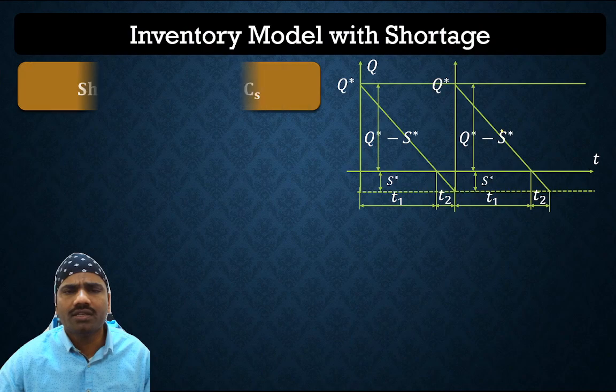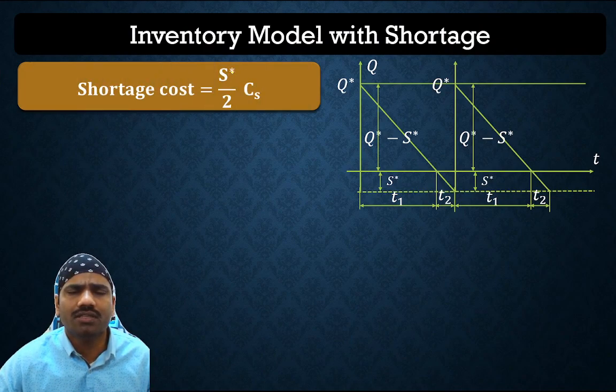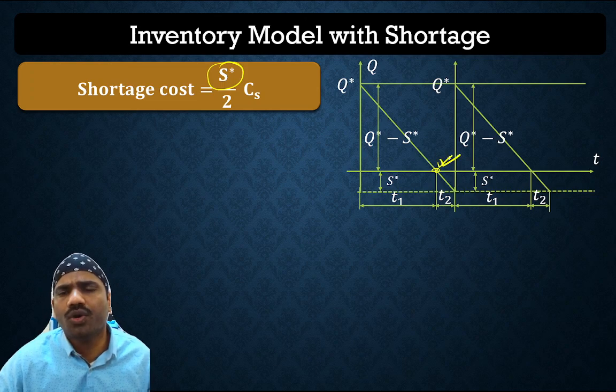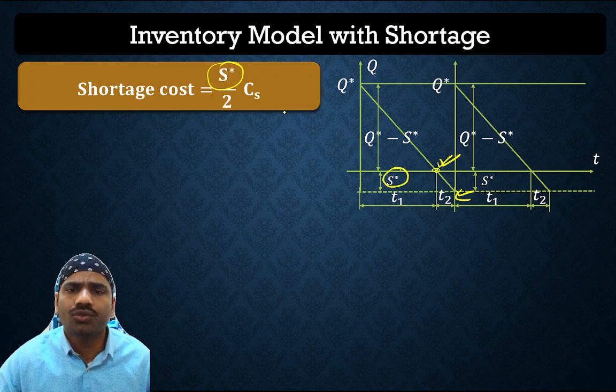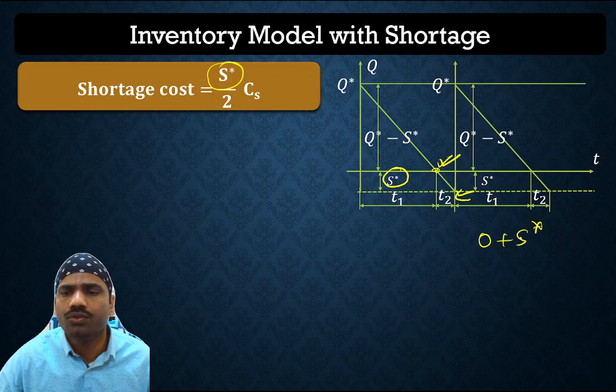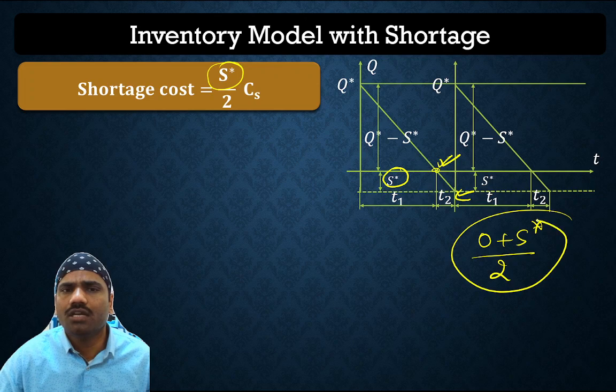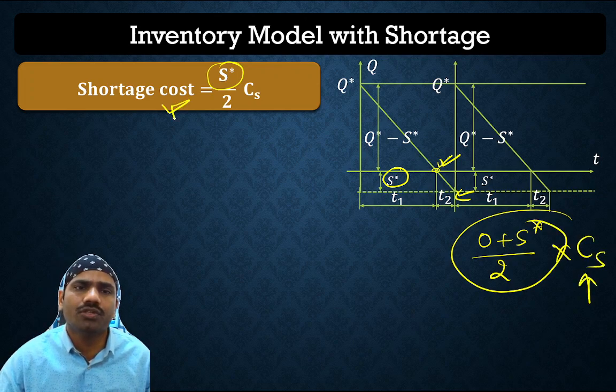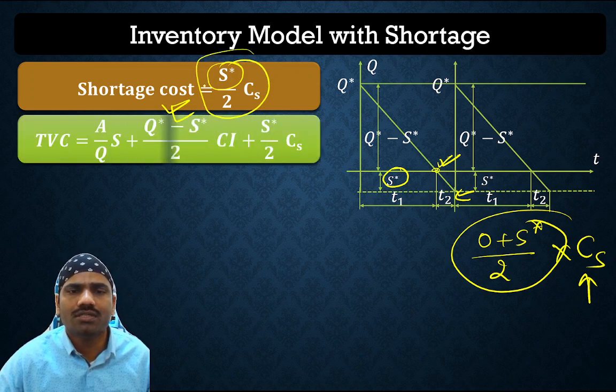Again, we will find the shortage cost. Initially we have zero shortage at this particular point, and at this point of time we have maximum shortage, and that shortage is S star. So here we have no shortage, so this is 0 plus S star by 2. This will give you the average shortage, and if you multiply this average shortage with the shortage cost, you will have the total shortage cost. So we have shortage cost S star by 2 into CS.